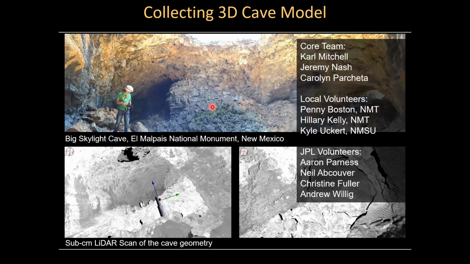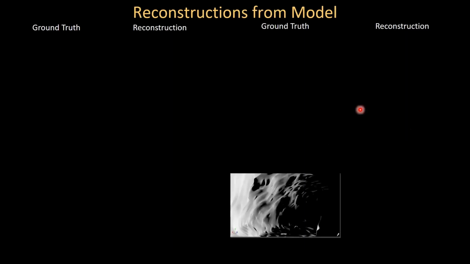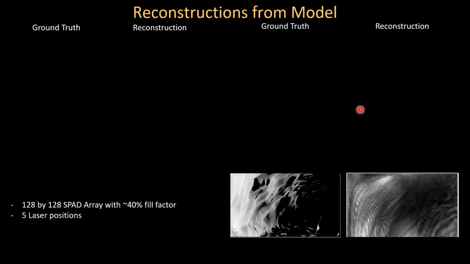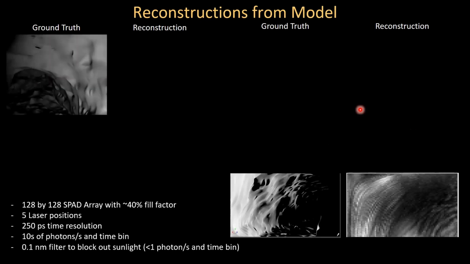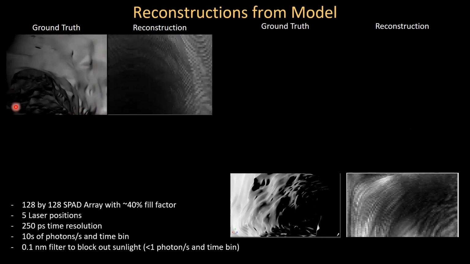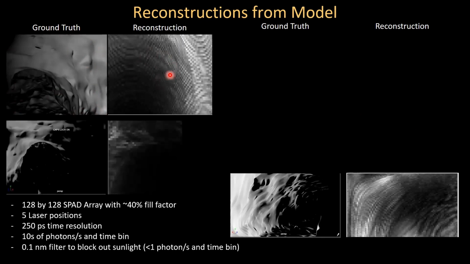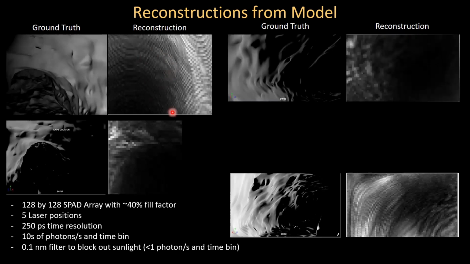Of course, there's a lot of people involved in actually capturing this data. And here's some preliminary data for doing this. So we just assume that we have a really cool laser and SPAD array. This is a rendering of the cave. And this is what our reconstruction after capturing with a system like that would see. And you can see we can roughly get these shapes.